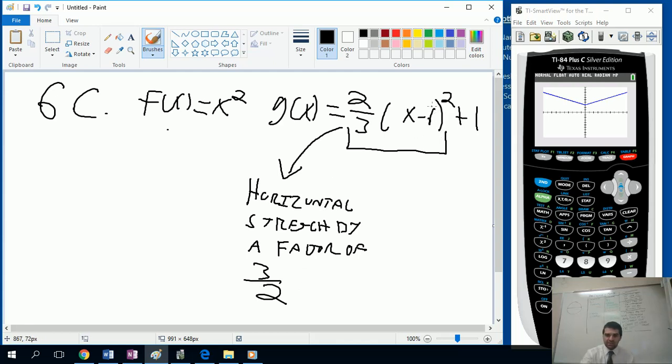Then you have x minus 6 squared, so that's going to be right 6. Minus points for me for bad penmanship, and that's going to be up 1. So you have a shift up 1, a shift right 6, and the horizontal stretch by a factor of 3/2.